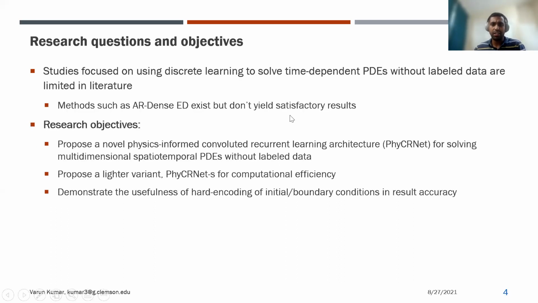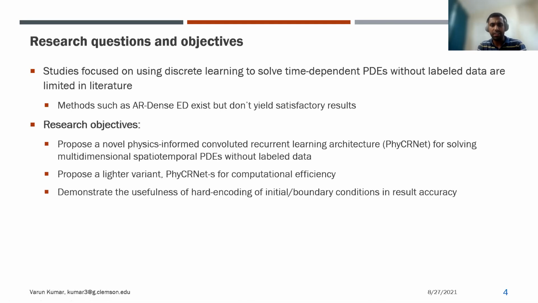So the research questions, and this is basically what motivated the researchers to look into creating a new architecture. Based on what I found in the paper, I think there are limited studies focused on using discrete learning to solve time-dependent PDEs without labeled data. And this was probably the biggest motivation for the authors of this work to look into PhyCRNet. There are some methods like ARDENs that exist for discrete learning, but it seems like they don't yield satisfactory results. And that is something that the authors pointed out in this work.